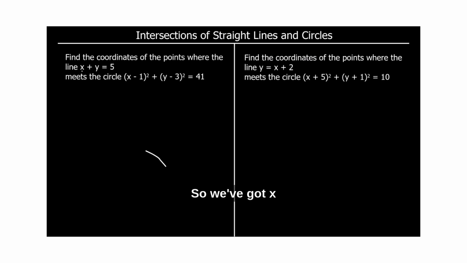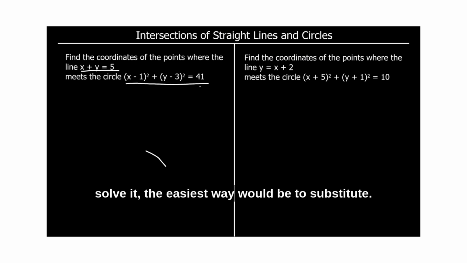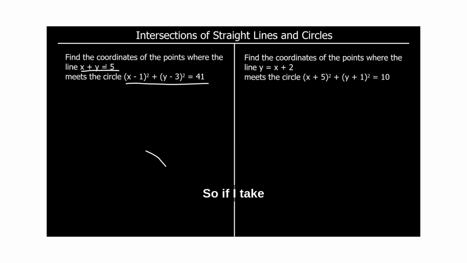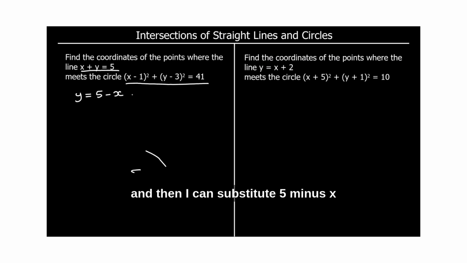So we've got x plus y equals 5, and we've got our circle. To solve it, the easiest way would be to substitute. So rearrange to make the linear equation equal to y or x, make y or x the subject, and then substitute that in. So if I take x away from both sides, I can say y is equal to 5 minus x, and then I can substitute 5 minus x in for y.